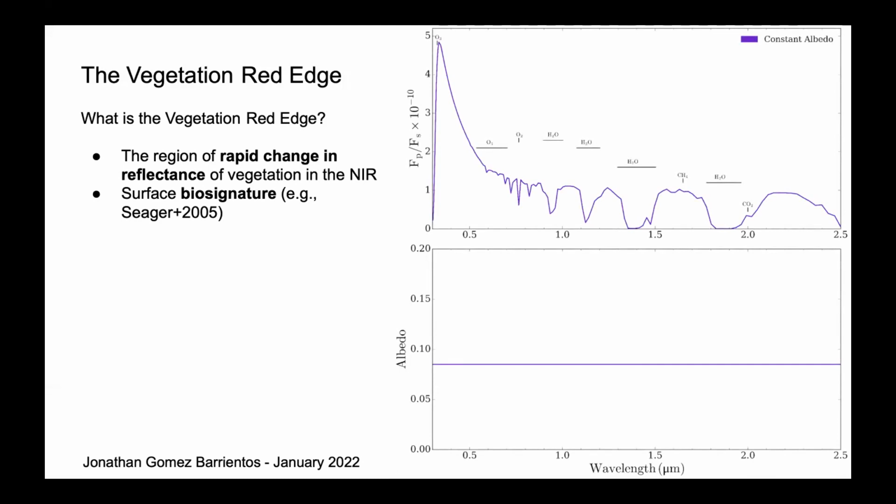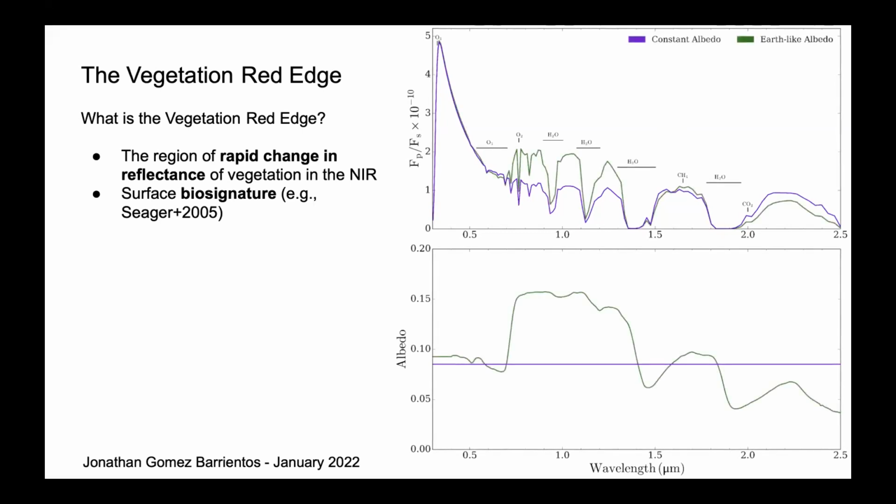In this figure here at the top in purple, you have a reflection spectrum of an Earth-like exoplanet without clouds orbiting a sun-like star. This model assumes a constant surface albedo from 0.3 to 2.5 microns, which is what you're seeing in the bottom panel. The model in green here, however, assumes a wavelength-dependent Earth-like surface albedo, and you can see how the various features in the Earth-like profile impact the spectrum above. Here in red, you have the vegetation red edge, and you can see clearly how it drastically increases the brightness of the planet at around 0.7 microns.